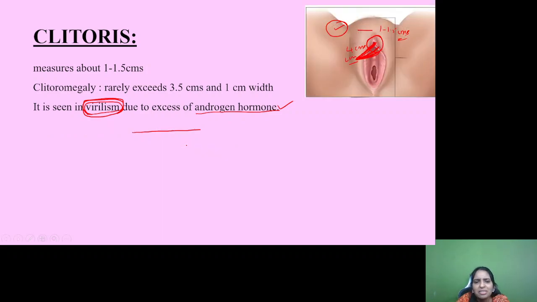Now you all will say it is present in the anterior most part of the vulva, right? Anterior most part. Some people, just to misguide you in the questions, will say the posterior part of the clitoris, like that they will mention. Where is it? Anterior most part.